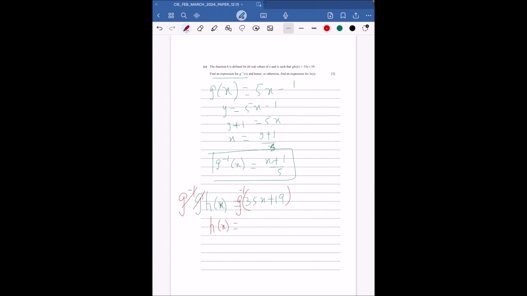So h of x, so I need to put this in g inverse. So whenever you see hence, whatever is coming before, you have to use it, whether from B or C. So I put this in g inverse. So that will be 35x plus 19 plus 1 over 5. So that will be 35x plus 20 over 5, which is 7x plus 4. So that's my answer.